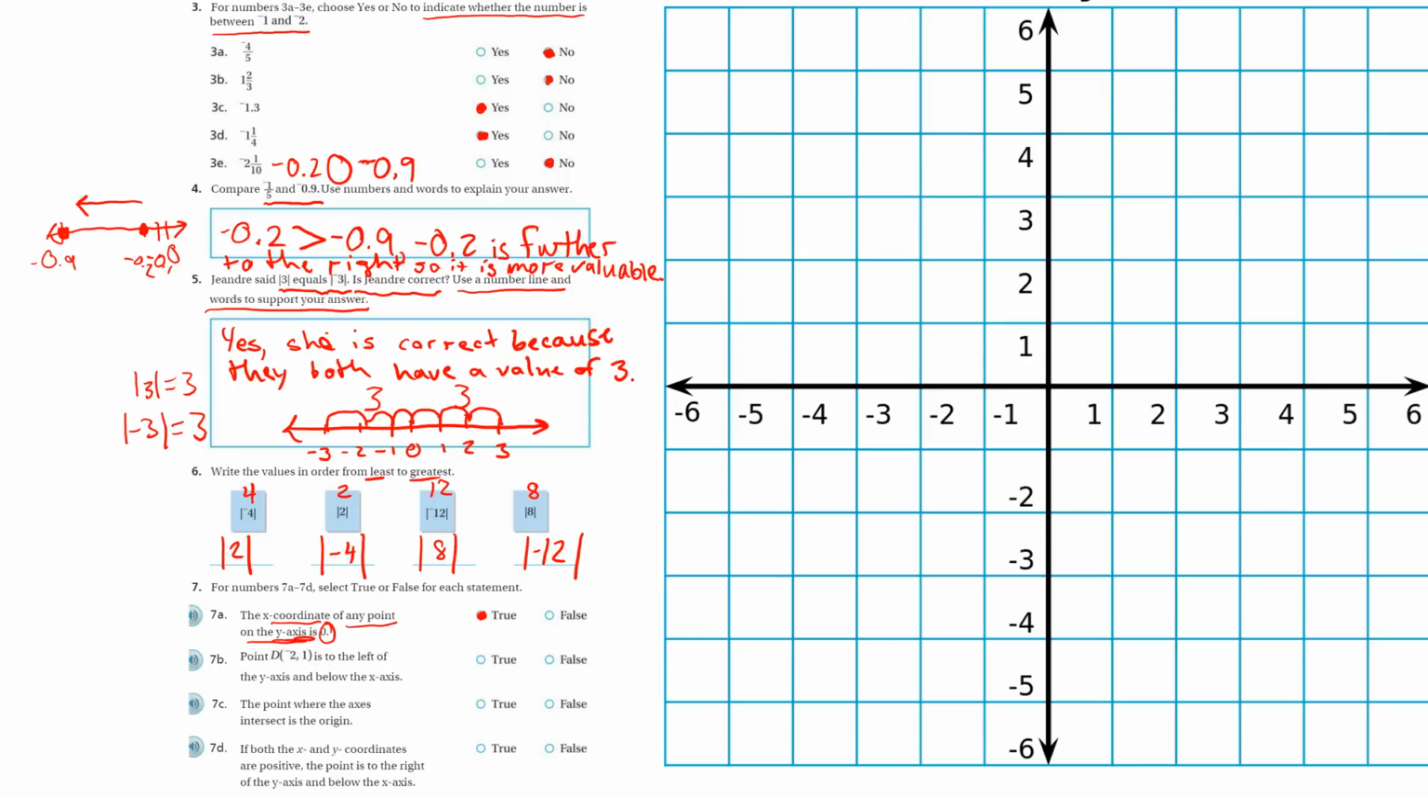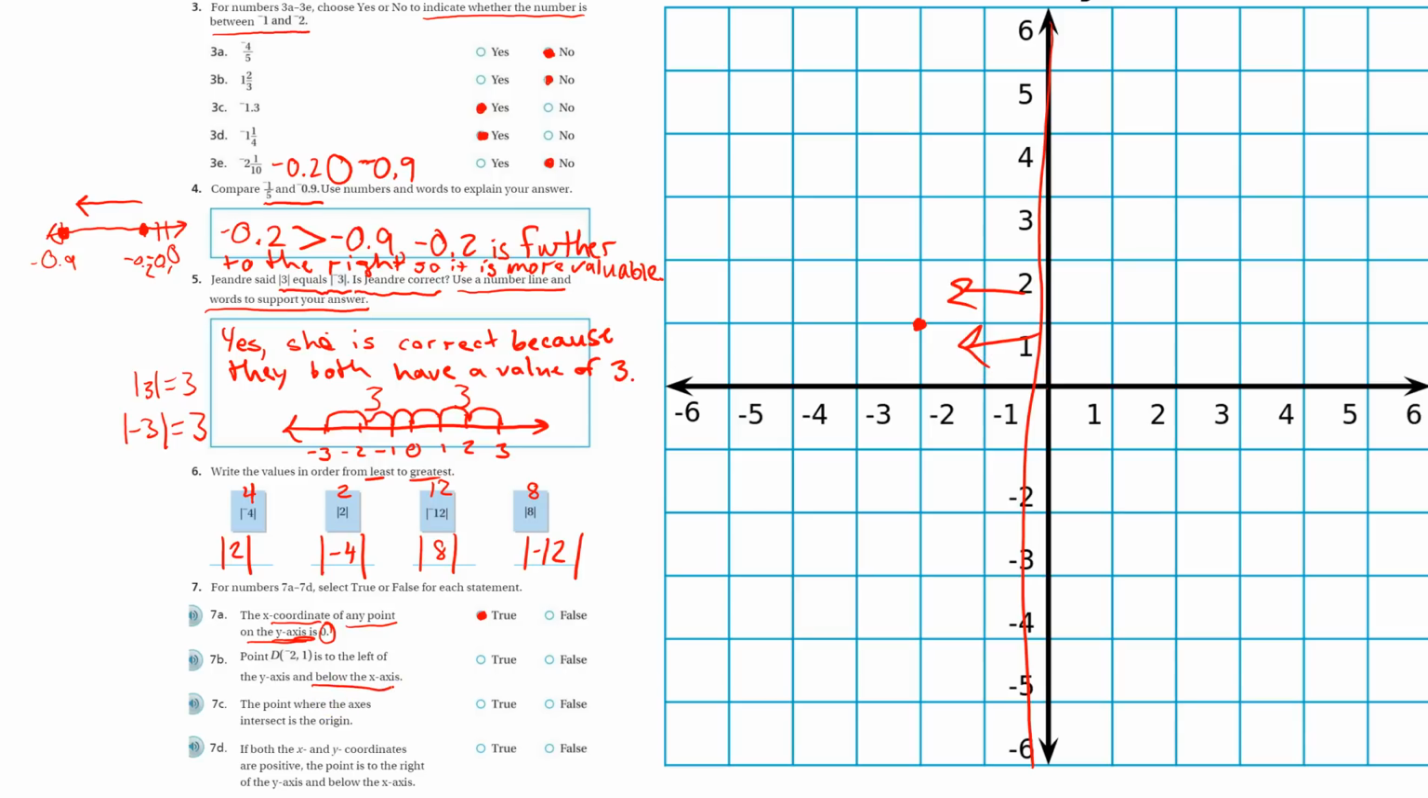All right, let's look at the next one. Point D, -2, 1, is to the left of the y-axis and below the x-axis. Well, let's go ahead and graph that point. So -2, 1. Start at the origin, go back 2, and up 1. So my point's going to be right here. And then it says it's to the left of the y-axis. Well, here's my y-axis. It is, in fact, to the left of it, so that part is true.